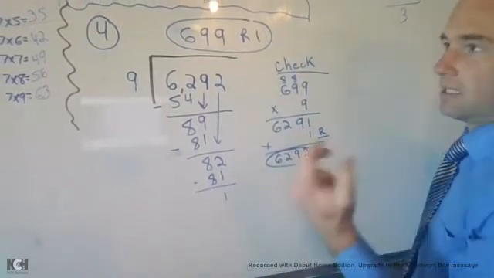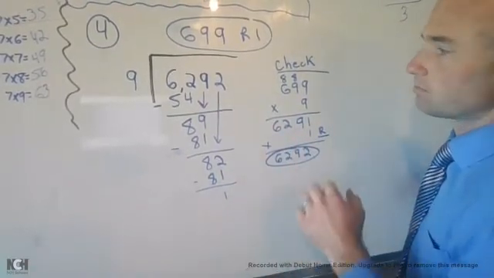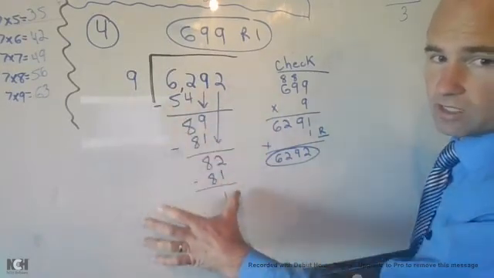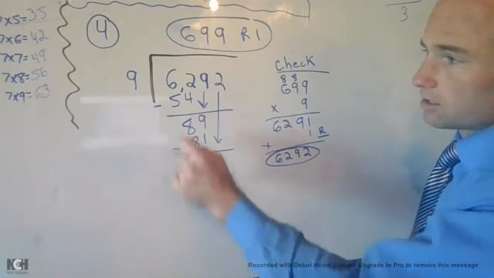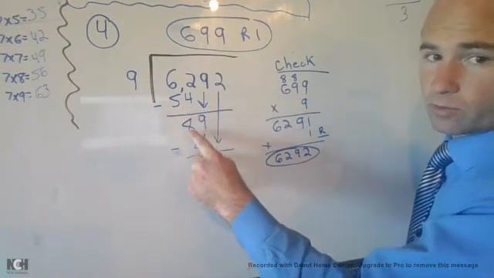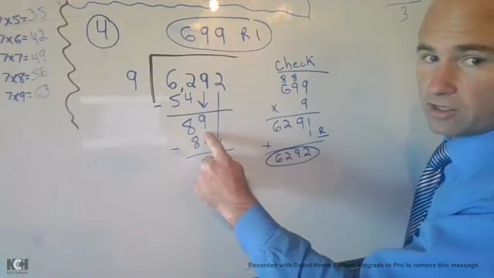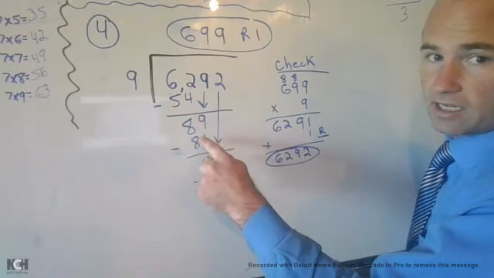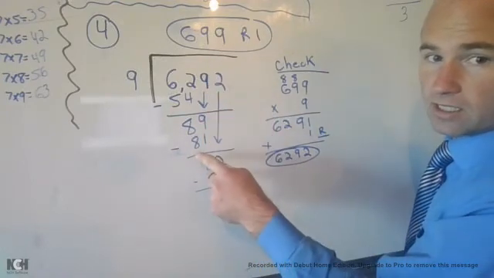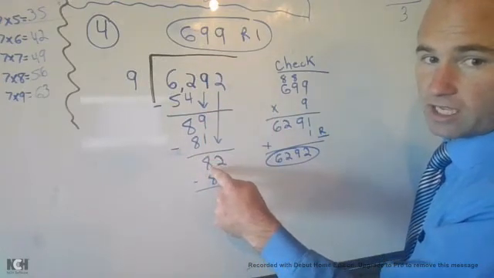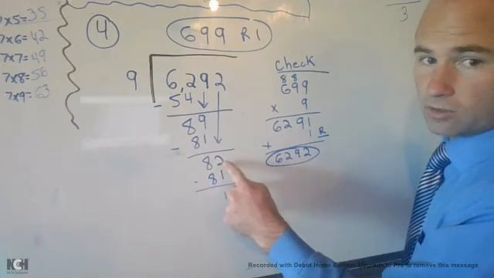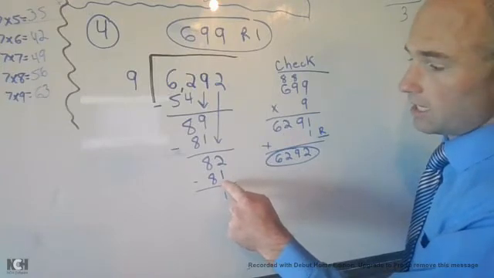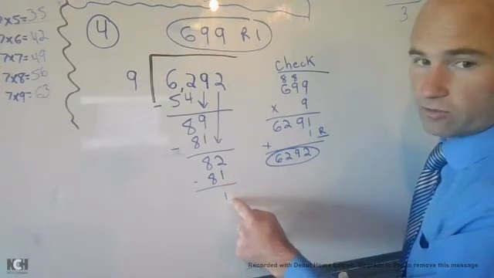First off, I want to see, do you see a mistake you made here? Did you get 54? Did you bring down and get an 8? Did you bring down your 9? Get 89? Did you do 9 goes in 89 and get 9 times to get 81? Subtract, you get 8. Bring down your 2, you get 82. 9 goes in 82 9 times, which gives you 81. You subtract, get your remainder of 1.